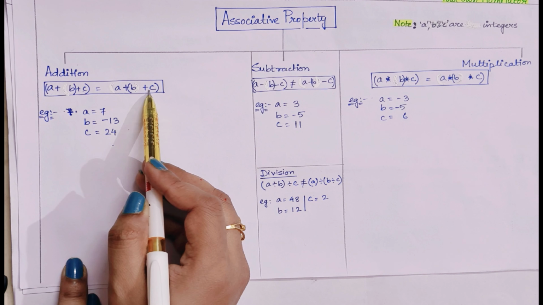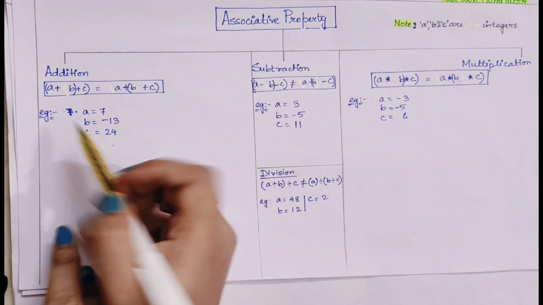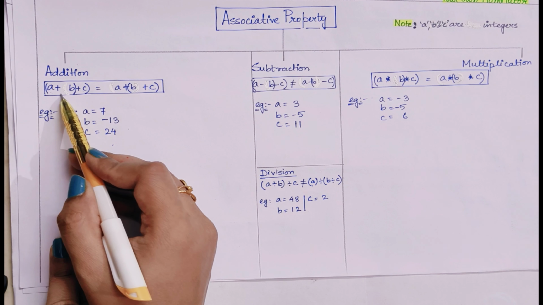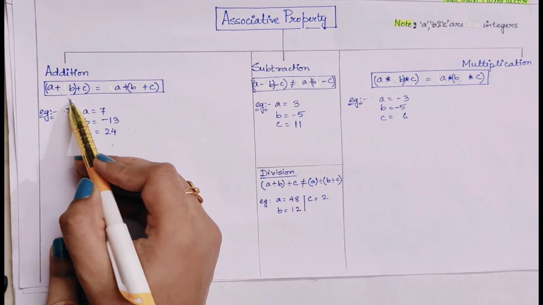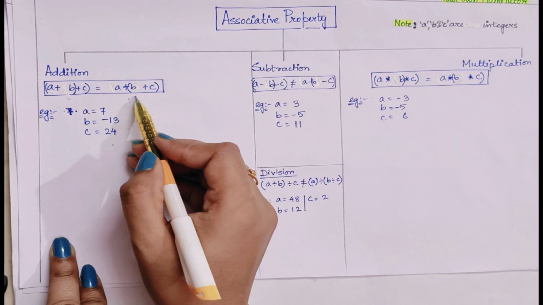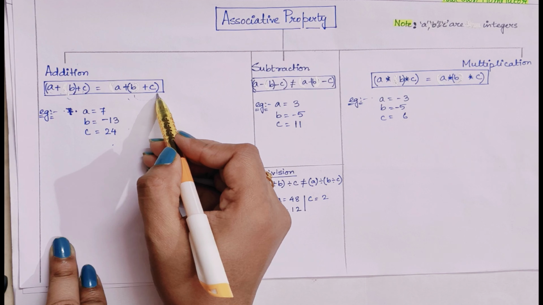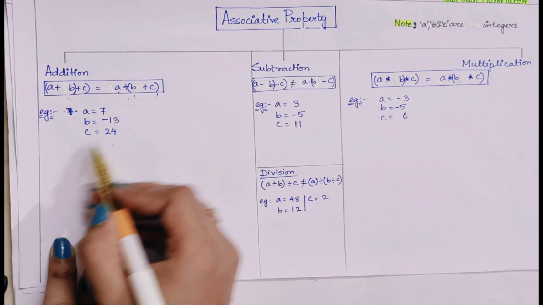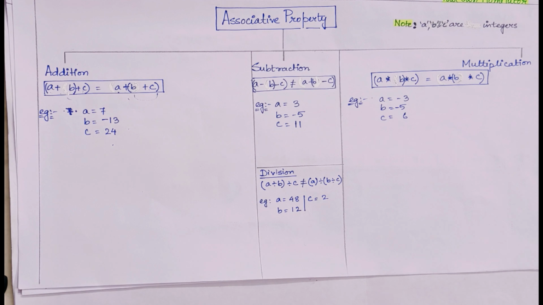What is the difference between these two? I am taking the first two integers together and adding. Whatever result I am obtaining, I am adding that result with the third integer. And here I am adding the second and the third integer together and adding the result with the first integer. So let me see if the associative property is holding.